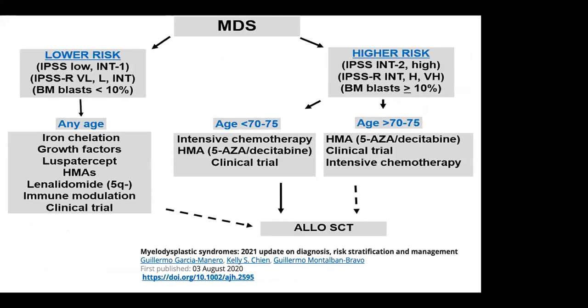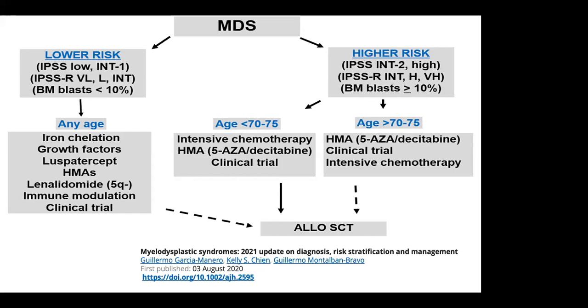So if patients come with lower risk, at any age, we could start with iron chelation if they're transfusion dependent with iron overload. We could give them growth factors, such as filgrastim to promote the growth of the white cells, erythropoietin stimulating agents like epoetin and darbepoetin, and recently we have luspatercept. Rarely do we use the hypomethylating agents in this category unless the disease is behaving like a higher risk with worsening cytopenias and transfusion dependence. Lenalidomide or Revlimid is also used in the del(5q). And immunomodulation in clinical trials. So there are multiple studies coming down the pipeline. Not a lot of them have been confirmed to be positive.